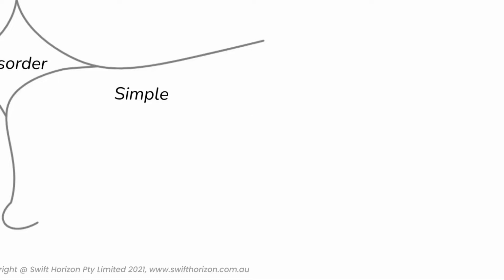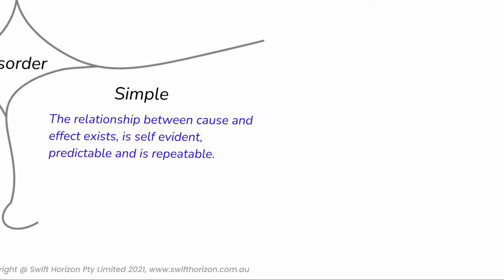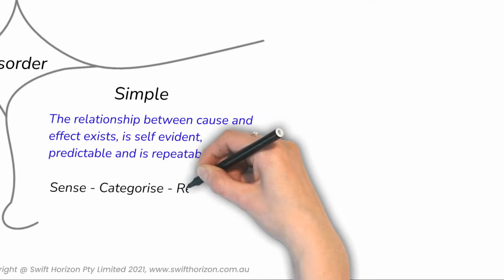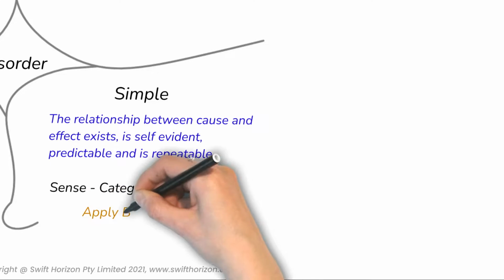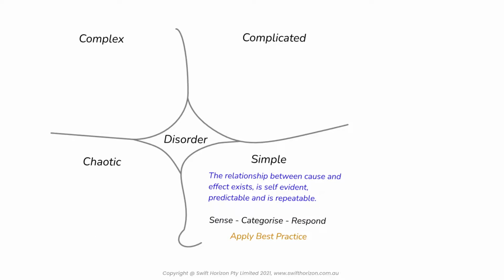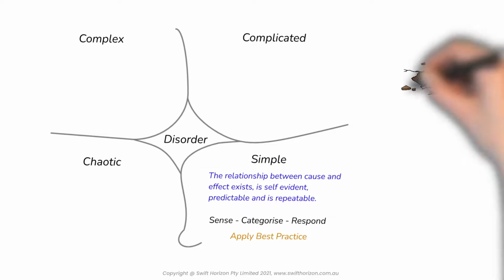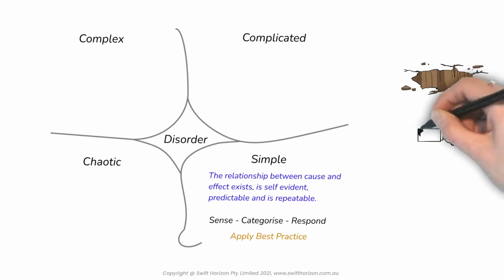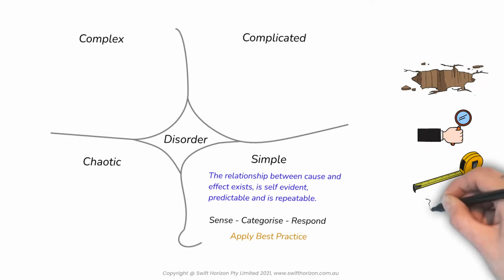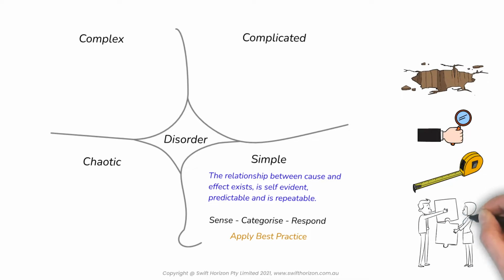In the simple quadrant, the relationship between cause and effect exists, is self-evident, is predictable and is repeatable. The Cynefin framework tells us the best approach with simple projects is to sense, categorize and then respond. These are straightforward projects where the problem is clear and the solution is easily applied using a best practice method. The example that comes to mind is a pothole in the road. The problem is tangible and measurable, the solution is clear with known specifications, and the resolution activities are well known. These projects typically require minimal planning apart from the scheduling and assignment of appropriate resources.